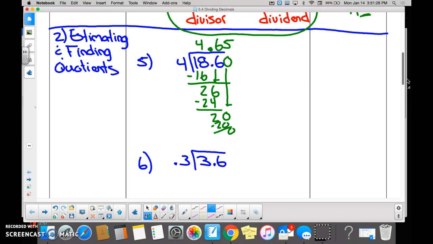If I go back to my estimation, I knew that my answer was around 4.5. Not exactly, but around. 4.65 is really close to 4.5.